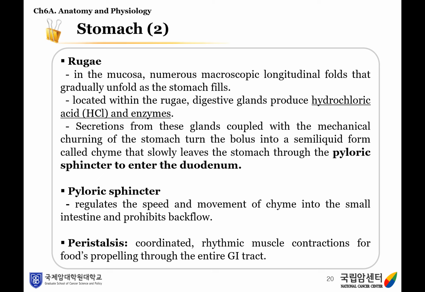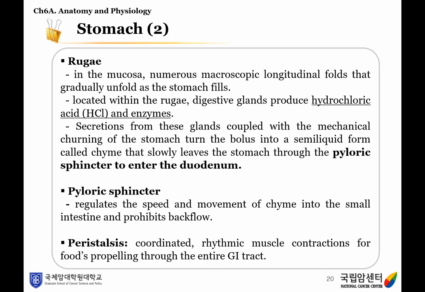And also rugae in the mucosa, numerous macroscopic longitudinal folds that gradually unfold as the stomach fills. Digestive glands are located within the rugae. They produce hydrochloric acid and enzymes. Secretions from these glands, coupled with the mechanical churning of the stomach, turn the bolus into semi-liquid form, which is called chyme, that slowly leaves the stomach through the pyloric sphincter to enter the duodenum.